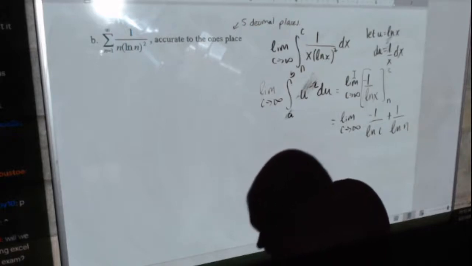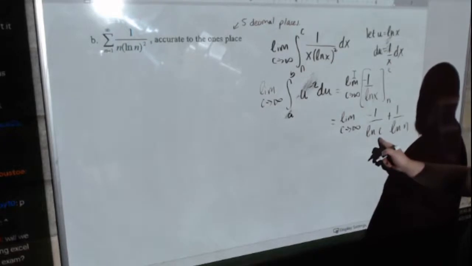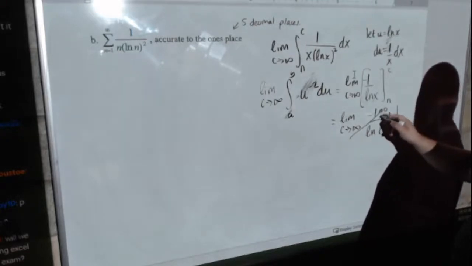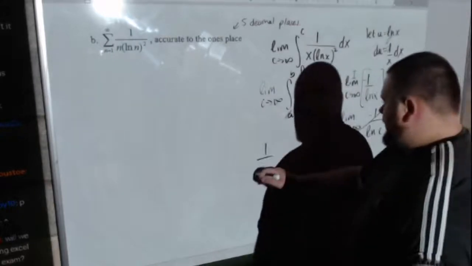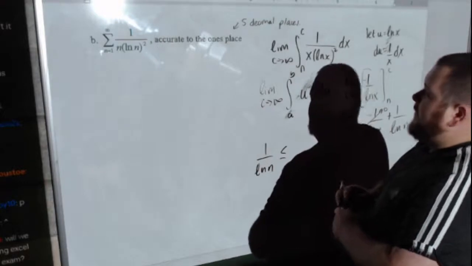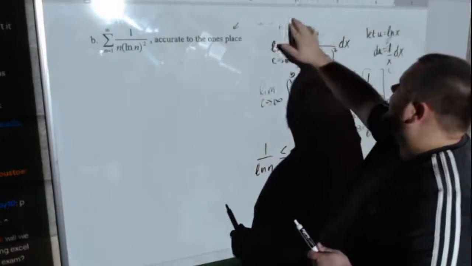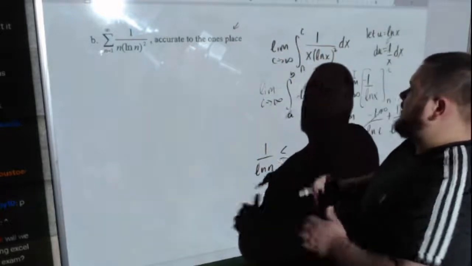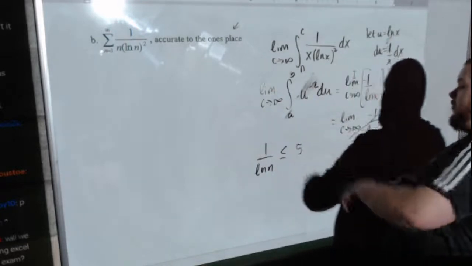Okay. All right. Plug infinity in here. That's log of infinity, that's infinite. 1 over infinity is 0. So you end up with 1 over natural log n. Remember, the error has to be less than or equal to. This one says accurate to the ones place. So that's not even a decimal, right? Ones place meaning like 1, 2, 3. So you go one more and put a 0.5.